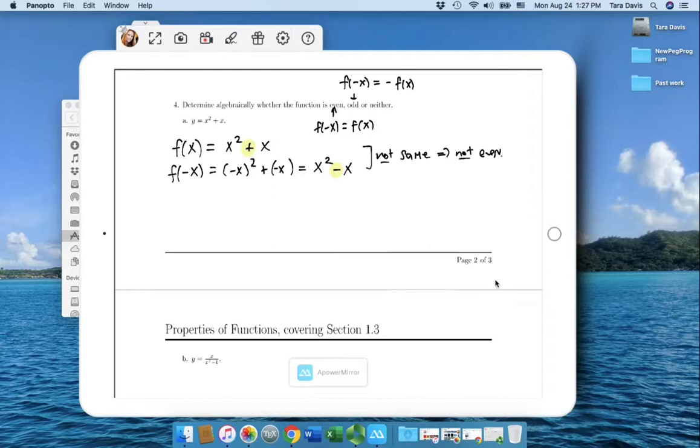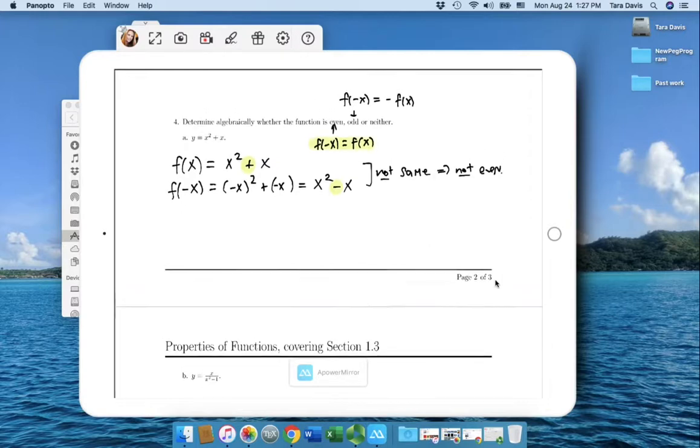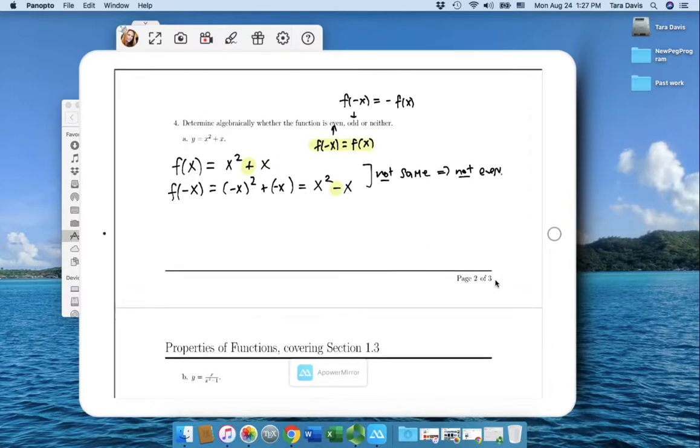So we checked this already. Now we're going to check, let me put it in the pink, now we're going to check this.